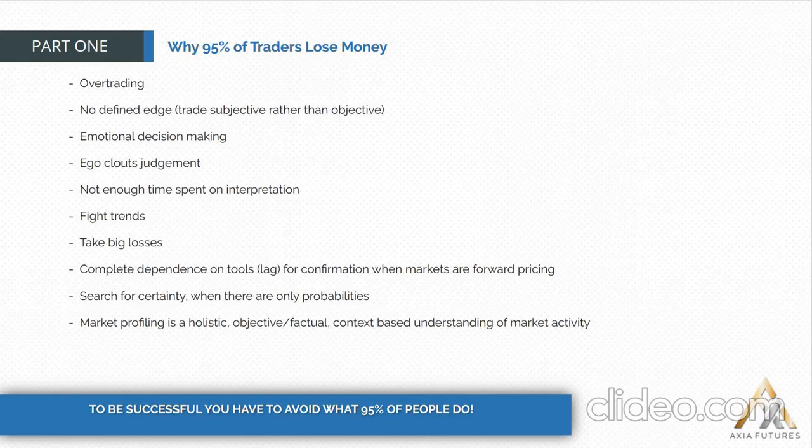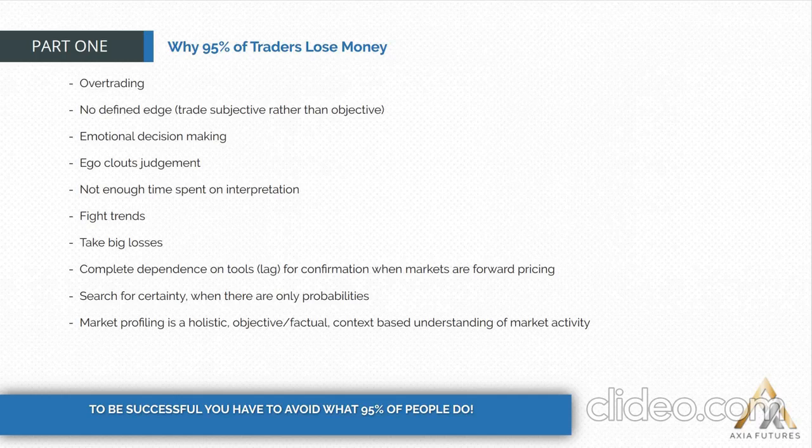They fight trends. 95% of people end up fighting trends. Now, it's okay to be a counter trend. It's okay to fade a trend. But what is not okay is, when you've identified strength or momentum in a market, to fade it. So remember, it's fine to go against the trend, but do it when you understand that you are against the trend so that you can manage yourself accordingly.